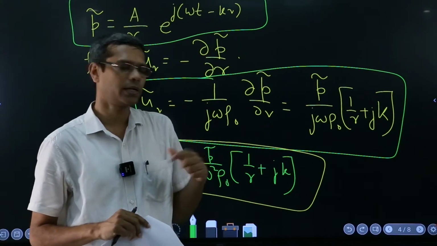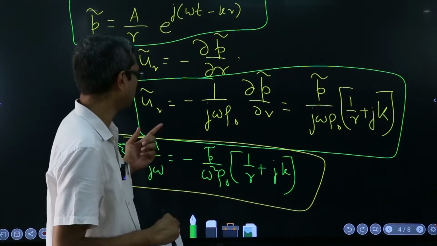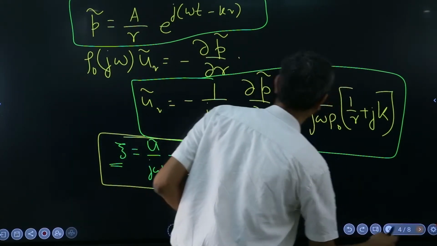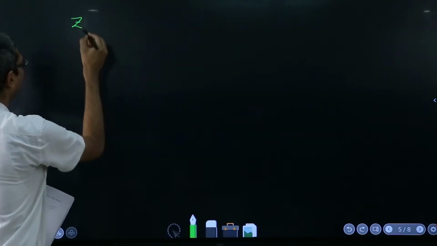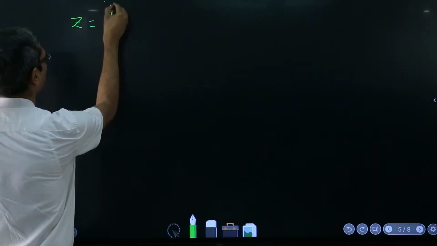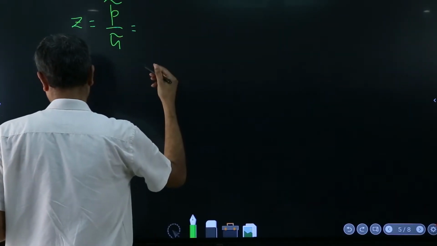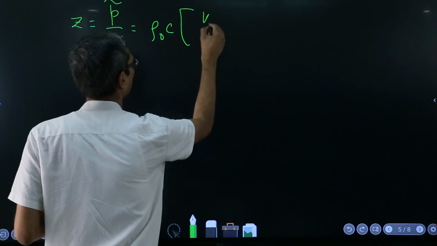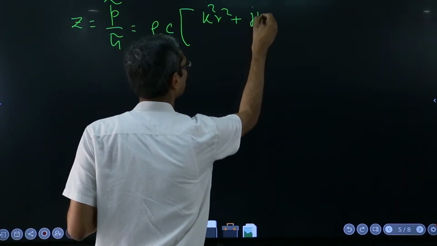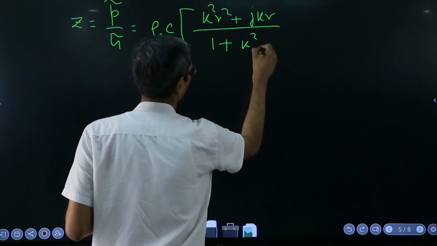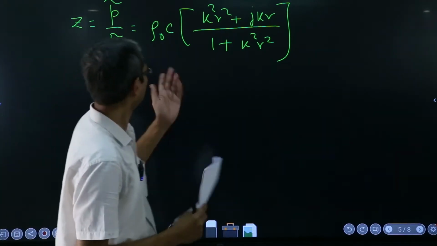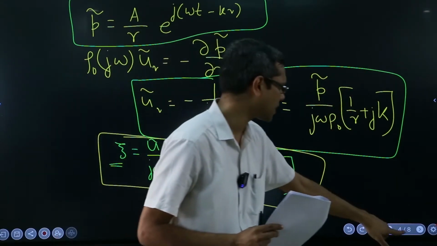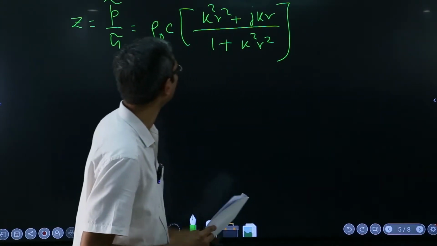Now, always we were talking in terms of impedances, how we were defining impedance at a location, pressure over the velocity. Now, if you do that, you will get the impedance Z to be p over u, which, skipping the steps, will come out to be something like this: j k r over 1 plus k square r square. Just algebra of putting this and this there, and that normal process of rationalization. So you will get it.